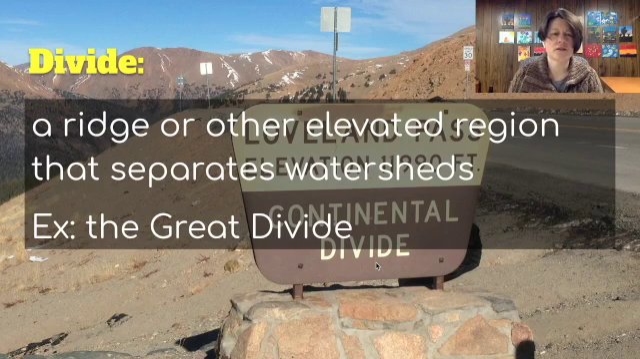Now, there are also what are called divides. This is a ridge or other elevated region that separates watersheds. In our area, you actually can find signs that say that you are entering the Chautauqua Lake watershed. And the biggest divide in our country is called the Great Divide or the Continental Divide. And that is along the Rocky Mountains, and that separates the water that flows into the Pacific Ocean from the water that flows into the Atlantic Ocean. And the Continental Divide is also part of the Great Divide because it actually goes down through South America.